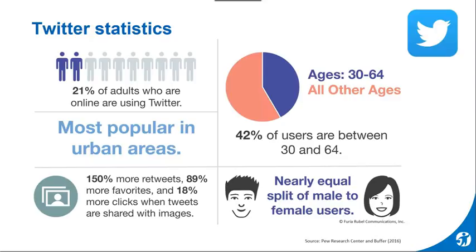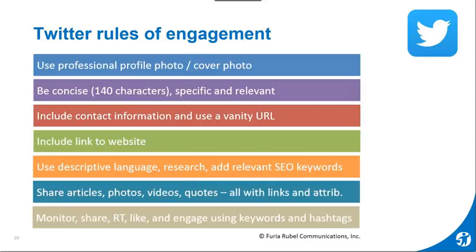And then, of course, if you're on there, being relevant and following some of the rules of engagement, if not all of them. So you want to use a professional profile, so your cover photo, and there's two different images on Twitter, and I'll show you what they are in the next slide. You need to be concise. We've all heard about the 140 character rule. You want to be specific and relevant.